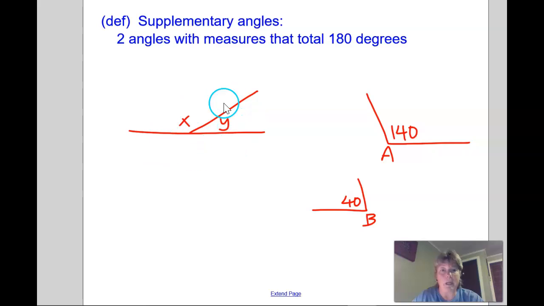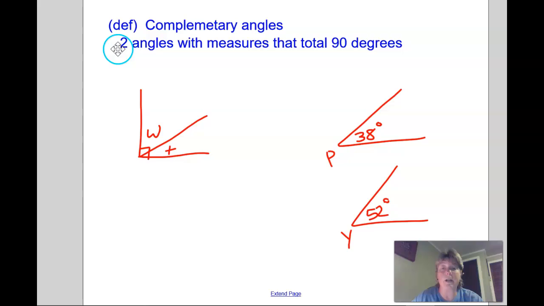They don't have to be formed by a straight line, but you can see where you could put these together to make a straight line. So if you're given that two angles are supplementary, that means that they add up to 180 degrees. So you may be able to use that information to write an equation, for example.